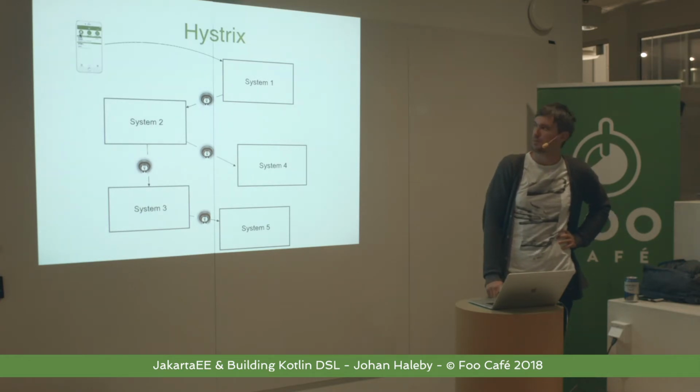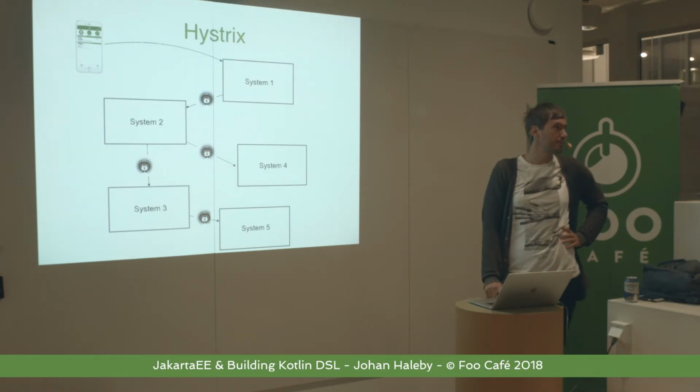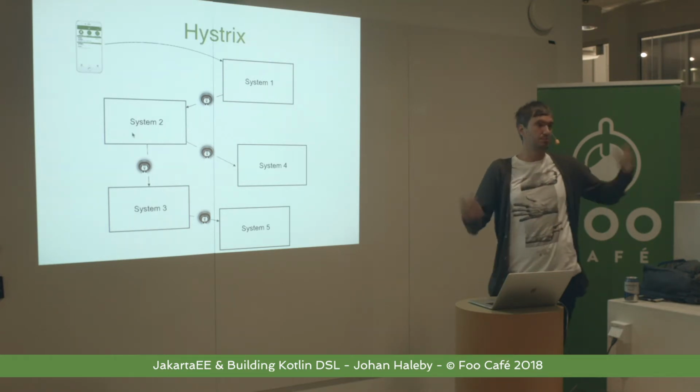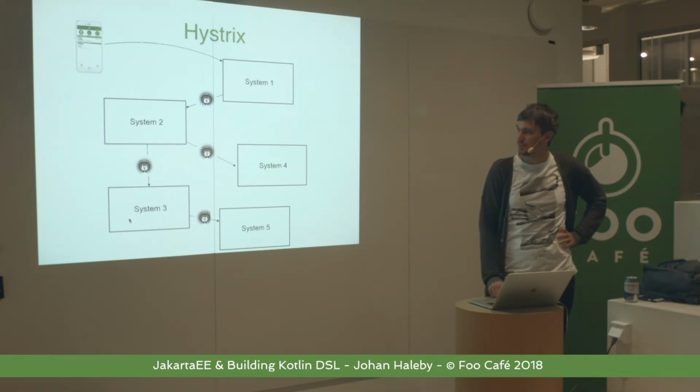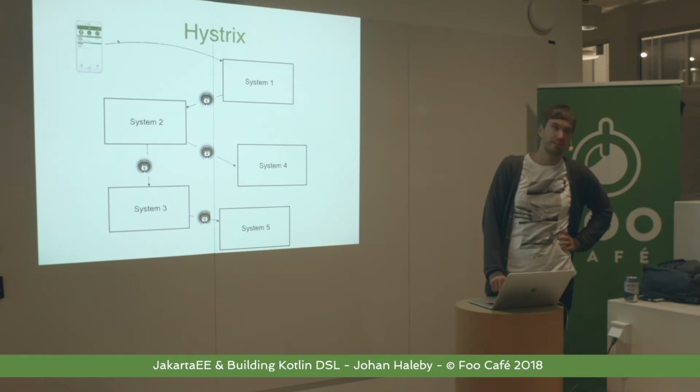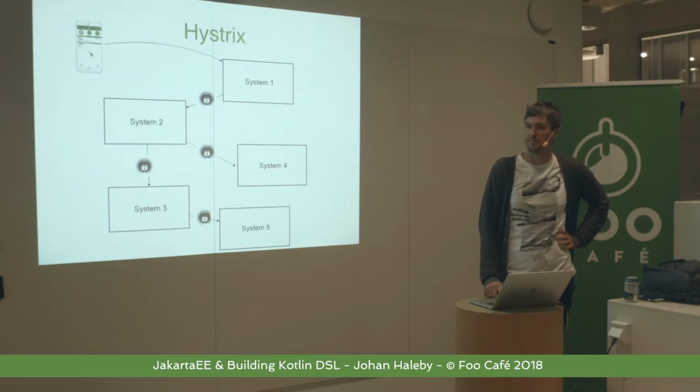So here you get a request from the client, and for this system to actually return the result that the client expects, it needs to call system 2. But system 2 needs to call both system 3 and system 4, and system 3 needs to call system 5. And then everything returns here, and then you get a response back to the client.